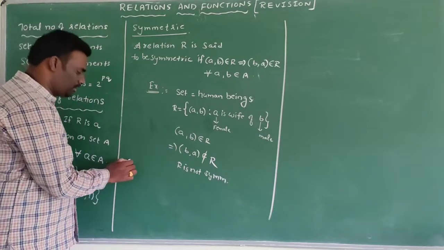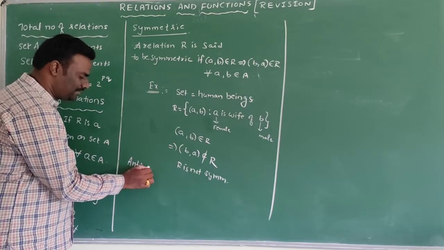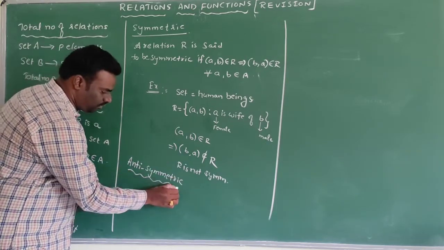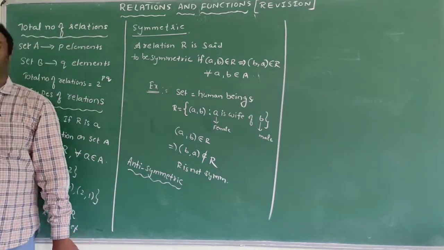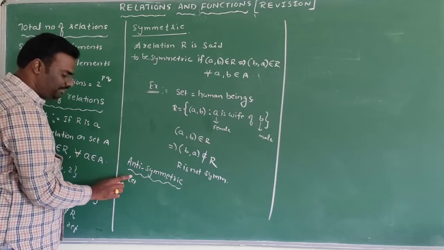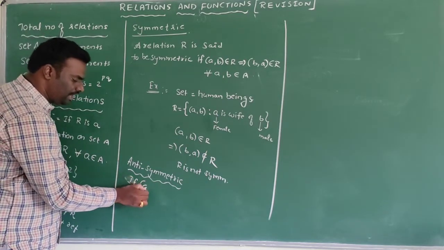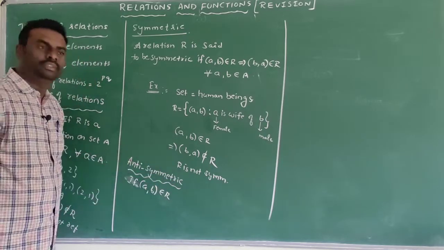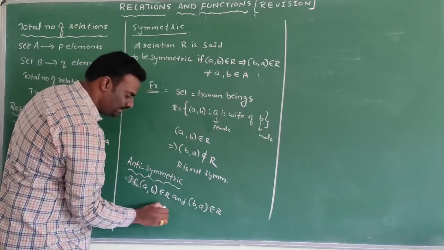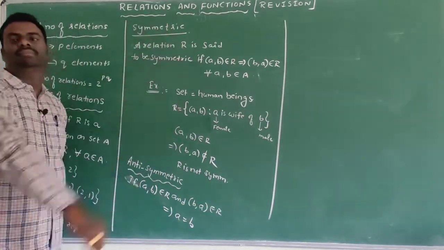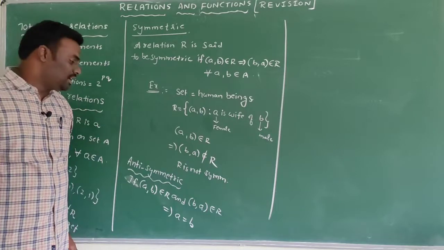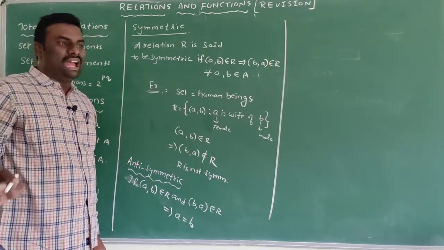Next, in this subtopic, we will get anti-symmetric relation. What is meant by anti-symmetric relation? If R is a relation, and (A, B) belongs to R and (B, A) belongs to R, that implies A is equal to B. That relation is called anti-symmetric relation.